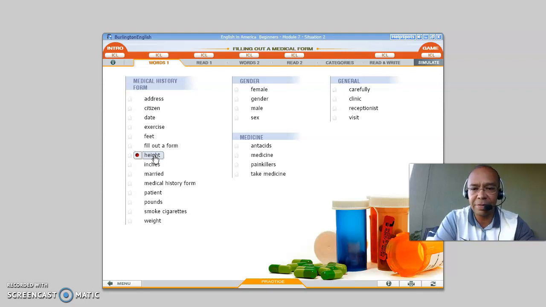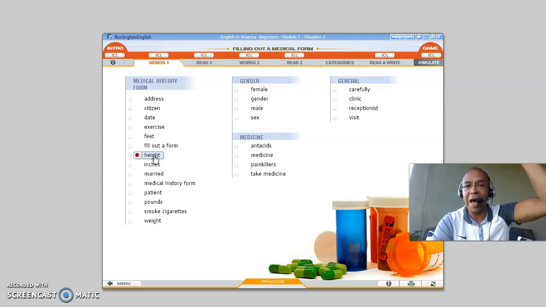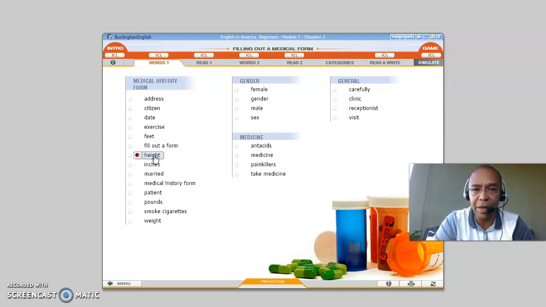Height. They give you sometimes the form and ask you for the information about the height. How tall are you? Tall, short, medium size, height. For example, in America, you're asked to give your height in feet. For example, I am 6 feet 1 inch.